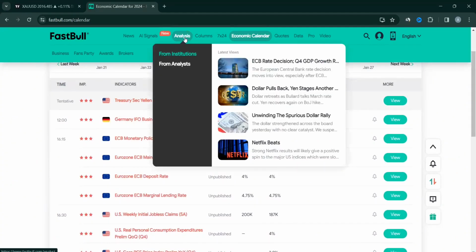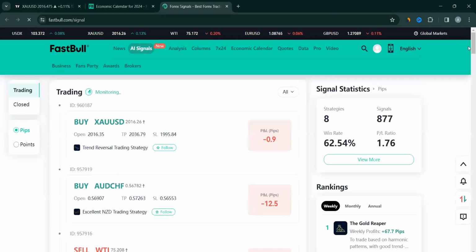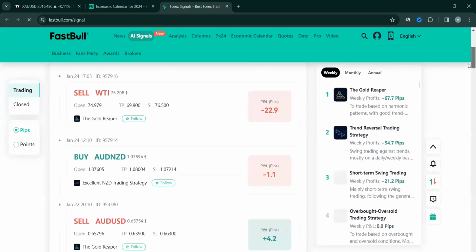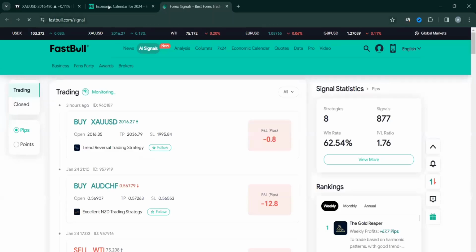Also, they do offer analysis on different things like stocks, cryptos, and forex pairs. You can also look at news, in case you don't have any gadget that provides you with news. As a trader, you need to be aware of what is happening in the industry. They also provide AI signals, which you can confirm with your analysis. It's like a shortcut. You look through what they're providing, then compare with your analysis and see if it is okay for you.